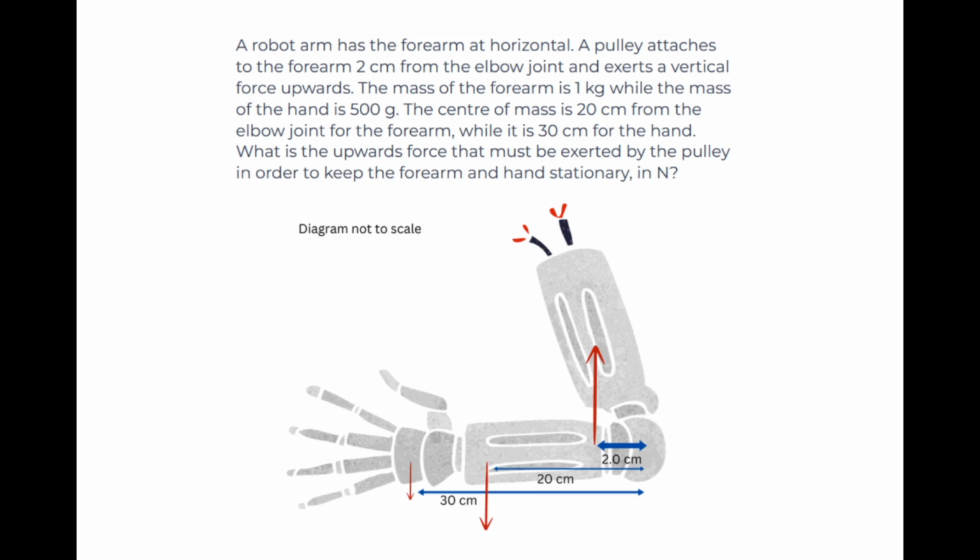Question 6. A robot arm has the forearm at horizontal. The pulley attaches to the forearm 2 centimeters from the elbow joint and exerts a vertical force upwards. The mass of the forearm is 1 kilogram, while the mass of the hand is 500 grams. The center of mass is 20 centimeters from the elbow joint for the forearm, while it is 30 centimeters for the hand. What is the upwards force that must be exerted by the pulley in order to keep the forearm and hand stationary in newtons?